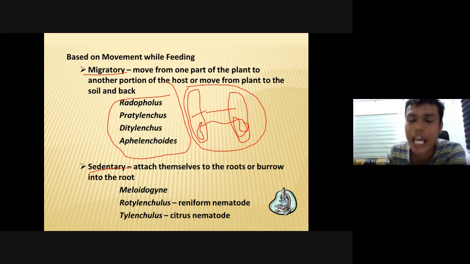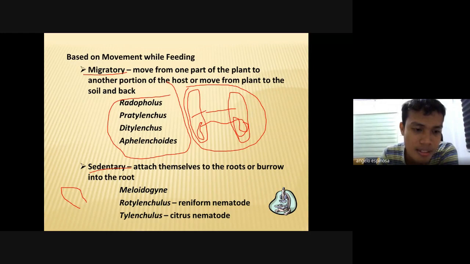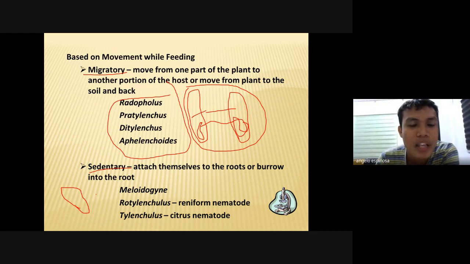It depends. If we say attach themselves to the roots or burrow into the roots, it stays inside. That is sedentary. For example, this is the roots, this is the host. And when you say sedentary ectoparasites, it means the ecto is on the outside, right?